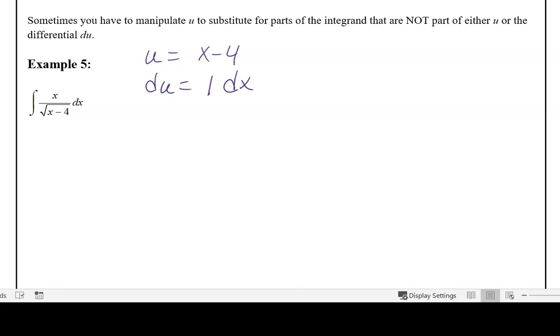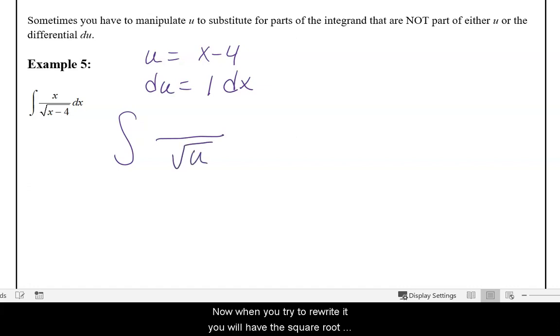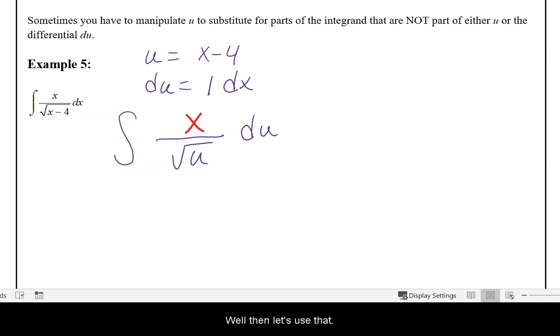Here's the tricky part. Now when you try to rewrite it, you will have the square root of u in place of the square root of x minus 4. The dx gets replaced with du, and now you're stuck, because in the numerator, you still have this monomial factor of x. It is not written in terms of u. What to do? You cannot integrate with the x there. It is dependent on u, and u is dependent on x. They are related. Well, then let's use that.